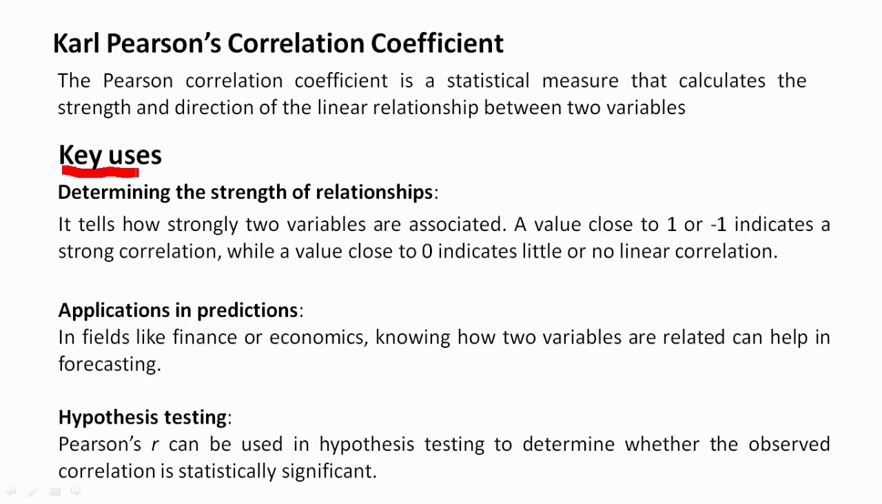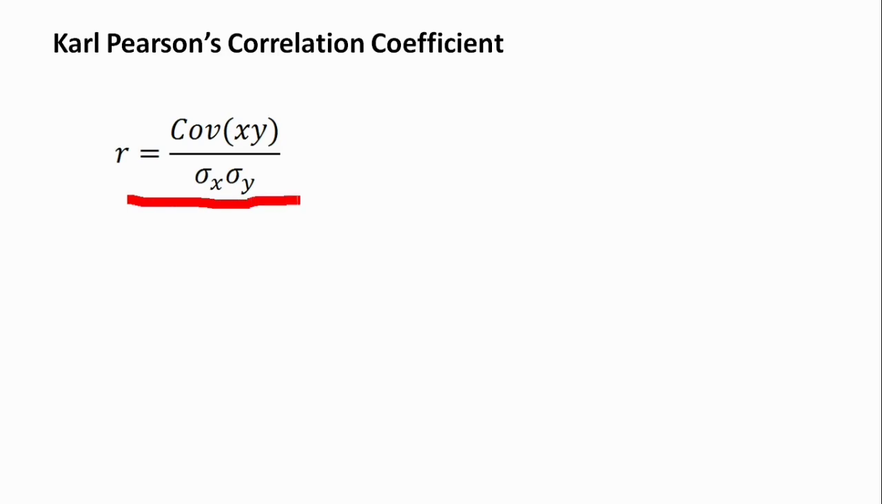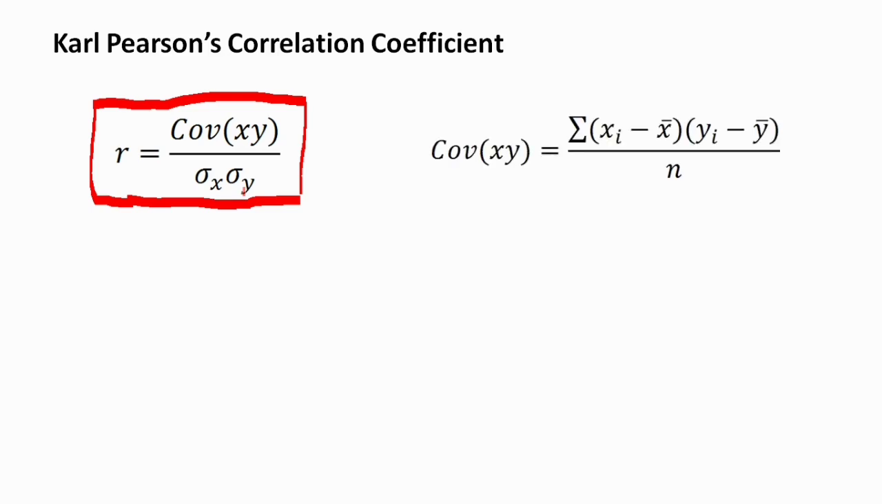So along with the theoretical background of the Pearson's correlation coefficient, we will see the mathematical intuition of the Pearson's correlation coefficient. How to find out the Pearson's correlation coefficient. This formula is used for determination of the Pearson's correlation coefficient. The R is nothing but the Pearson's correlation coefficient. So R is equal to covariance of xy divided by standard deviation of x and standard deviation of y.